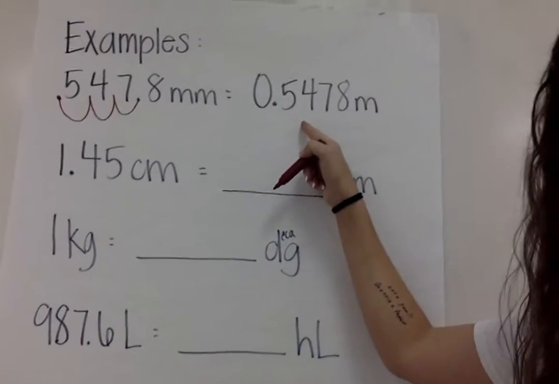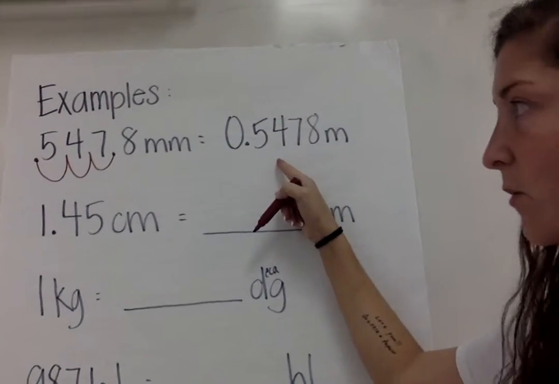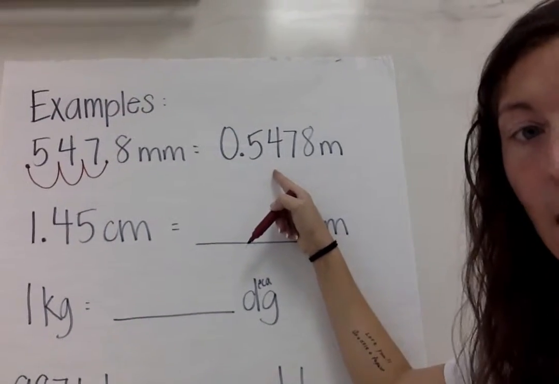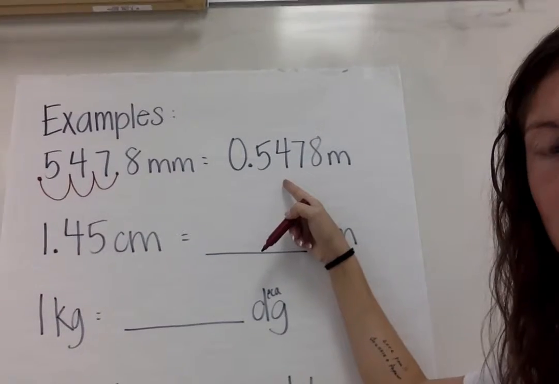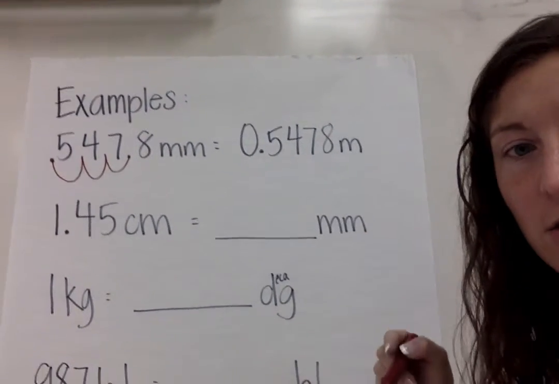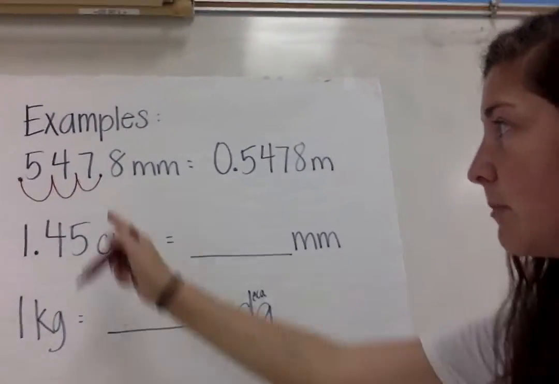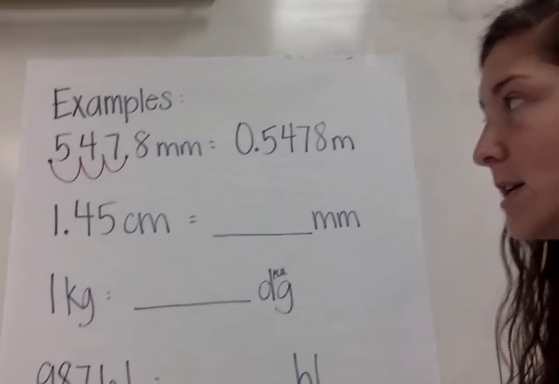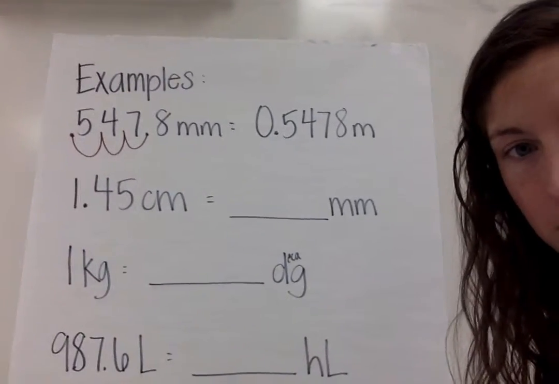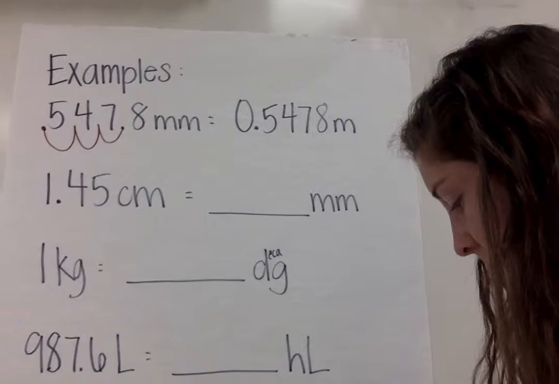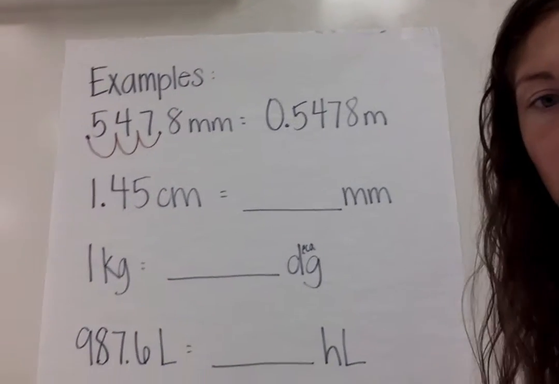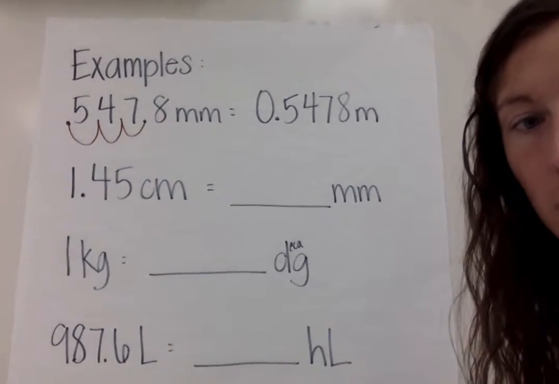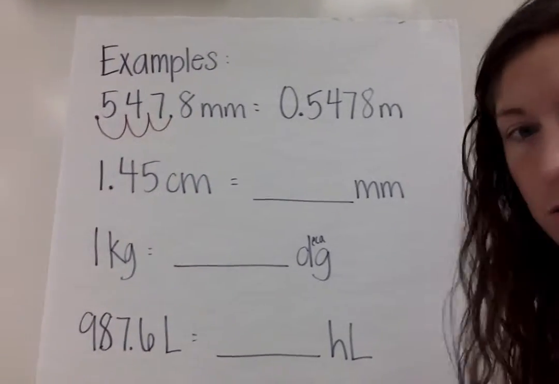You can see over here my answer reflects where the red decimal point is, and that left me with 5,478 10,000ths meters. That is a very small number compared to 547 and 8/10 millimeters. Okay? Now, looking at the second one, 1 and 4,500 centimeters compared to millimeters.